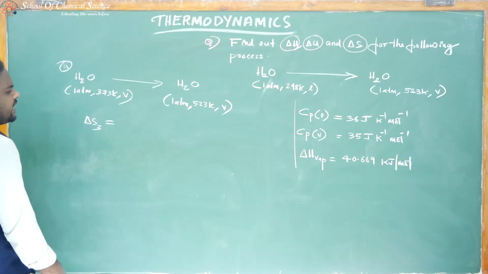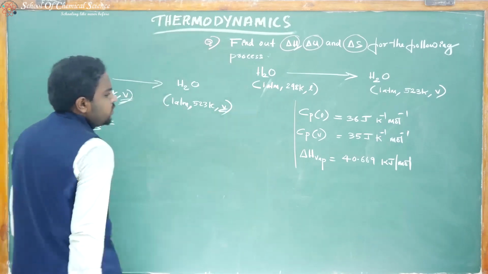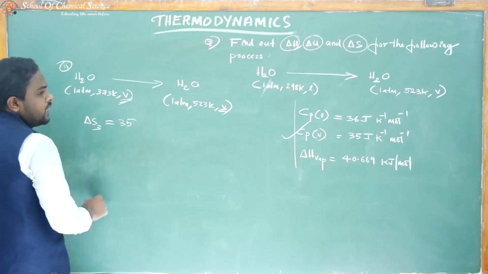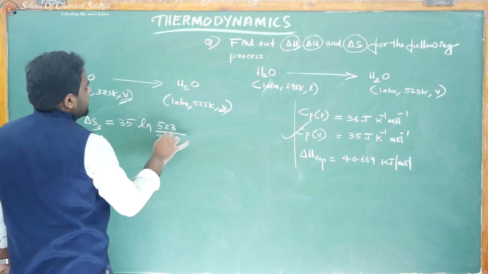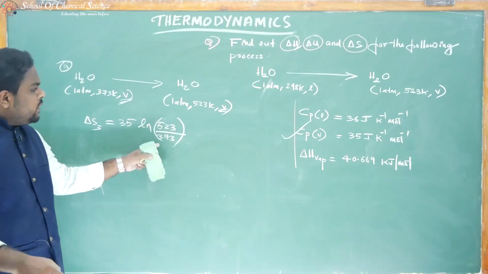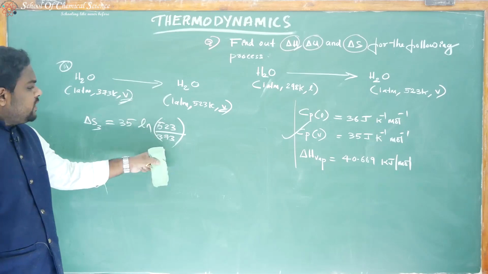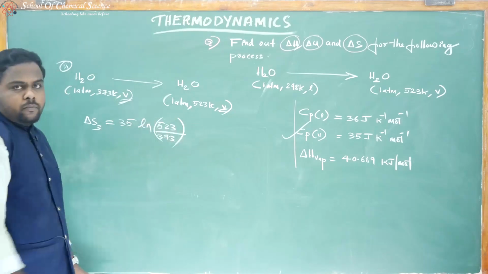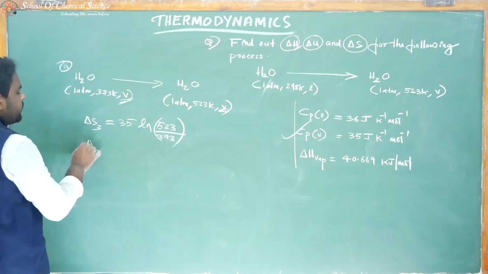Delta S3 is equal to CP of vapor. This is vapor, this is also vapor, so you have to take the CP of vapor, which is equal to 35. So 35 into CP ln T2 by T1, ln 523 divided by 373. Most of the time your answer will be in this form. It is difficult to find this ln 523 by 373, so in 99.9 times your answer will be in this form: 35 ln 523 by 373. Right. Okay.